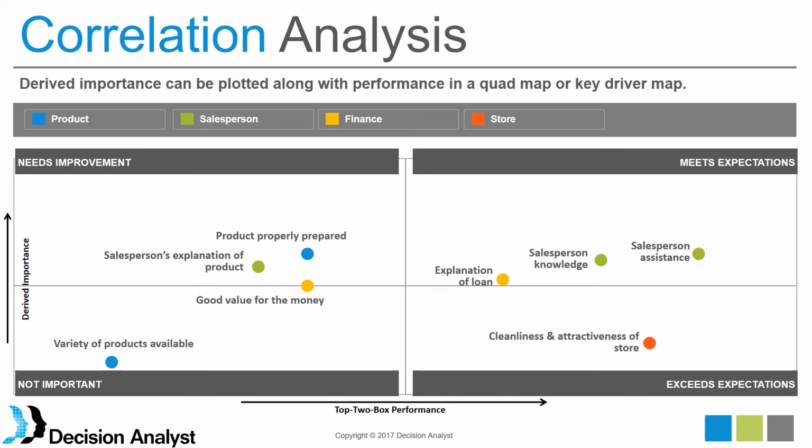There are attributes up here in the upper right that are performing very well, and they're also very important. So those probably should be just maintained. And here's one that is low in importance, but it exceeds the expectation. It's high in performance. And here, perhaps a little bit less effort. It also could be a cost of entry item.